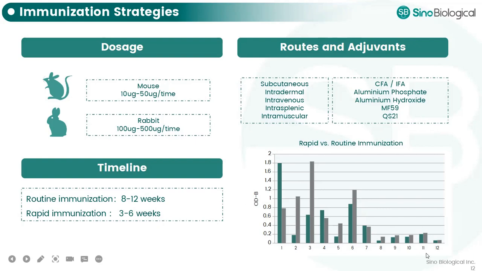If you look here, there are 12 different targets, and we are using rapid and routine immunization procedures. The green bar is for the rapid immunization method, and the gray bars represent the routine immunization procedures. We see that for most of the targets, we are able to obtain similar or close serum titer compared to the routine immunization. A very interesting one is target number one, where we see a better immunization response when we use the rapid immunization method.